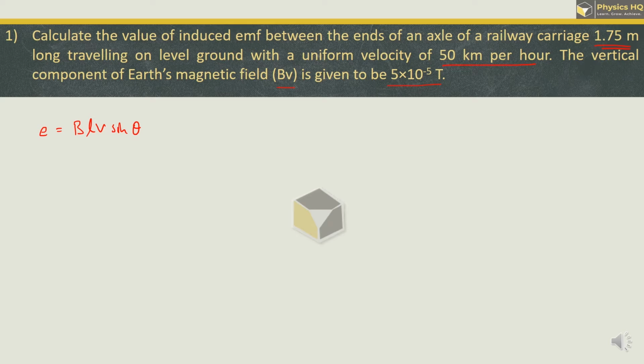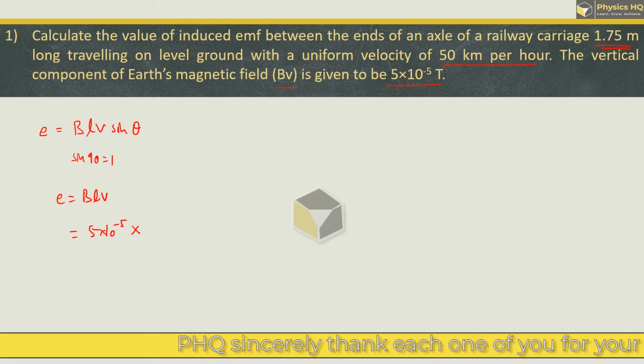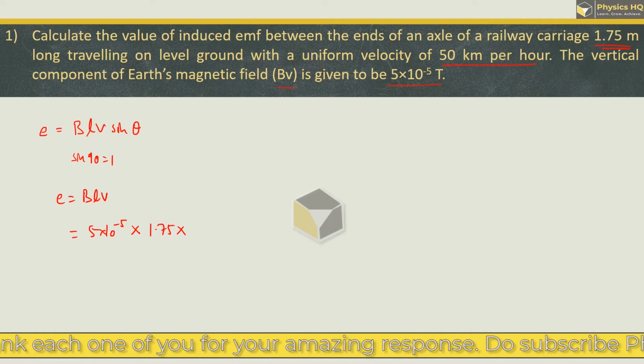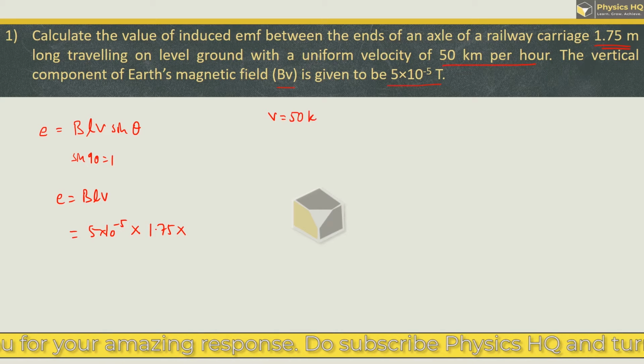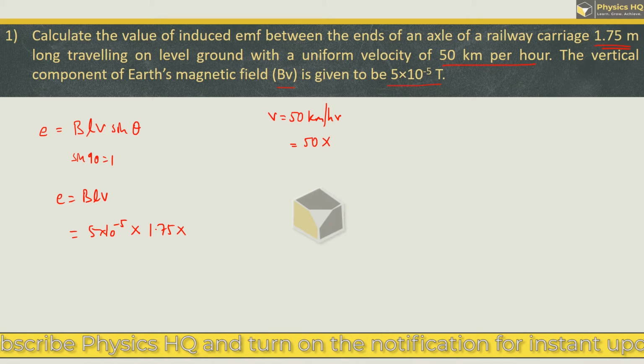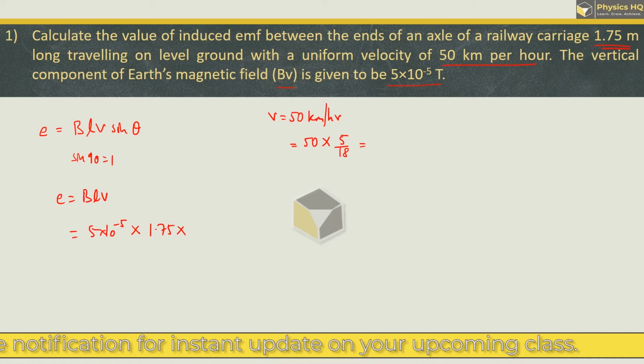So the velocity is horizontal and the Earth's magnetic field that we are considering over here is vertical. So theta over here will again become 90 and sin 90 is 1. So we'll use E is equal to BLV. B is given as 5 × 10 raised to -5. Length is 1.75 and velocity which is given over here is 50 km per hour, which we need to convert into meter per second. Remember this formula, 50 into 5 by 18. This will convert the velocity into meter per second.